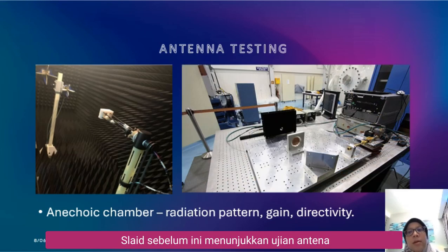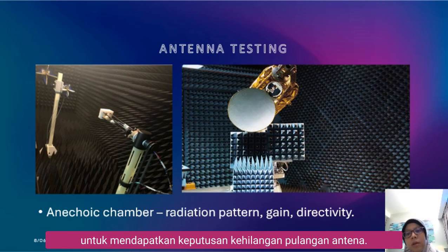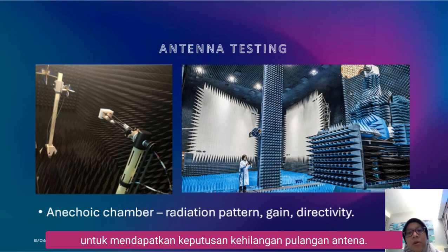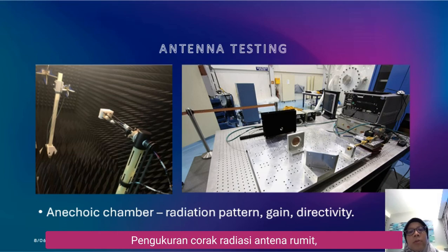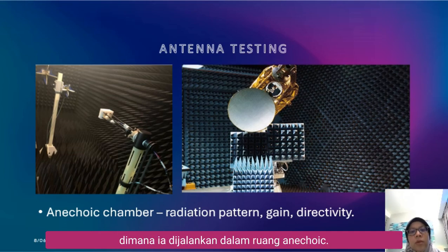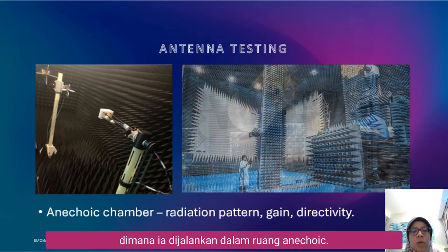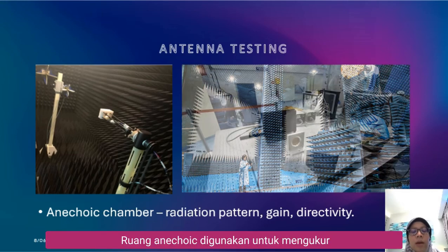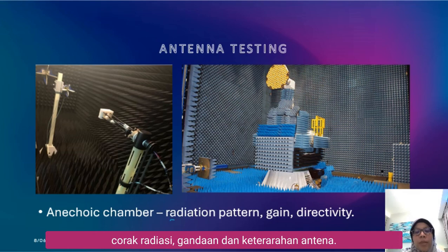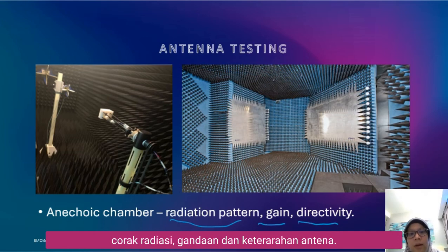The previous slide shows how the measurement is conducted in order to obtain the return loss or S parameters of the antenna. For radiation pattern, it is a bit complicated. So the radiation pattern of an antenna can be measured using an anechoic chamber. An anechoic chamber is used to measure radiation pattern, gain, and also directivity of an antenna.